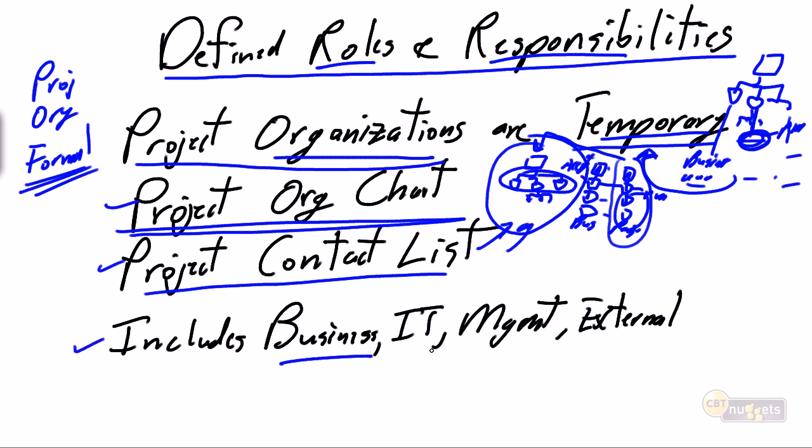And I believe my last bullet I've already discussed. It needs to include everybody that's going to be associated with the project. The business people, the IT people, management, and any external members that are directly involved with the project, whether they're suppliers, whether they're vendors, whether they're customers. But if you have external people that need to interface with and maybe even be part of the project, get them on the org chart. Get them on the contact list. Make it easy for people to understand your project organization.